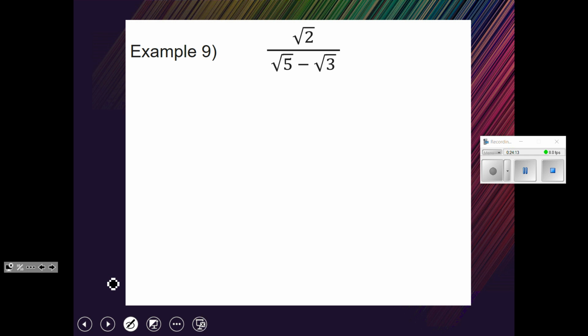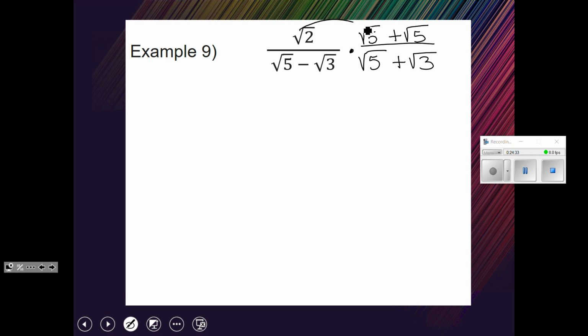So we got square roots all over the place. We only need to focus on the denominator. That's where you can't have a square root. So I need to multiply by the square root of 5 plus the square root of 3. Multiply by the conjugate.